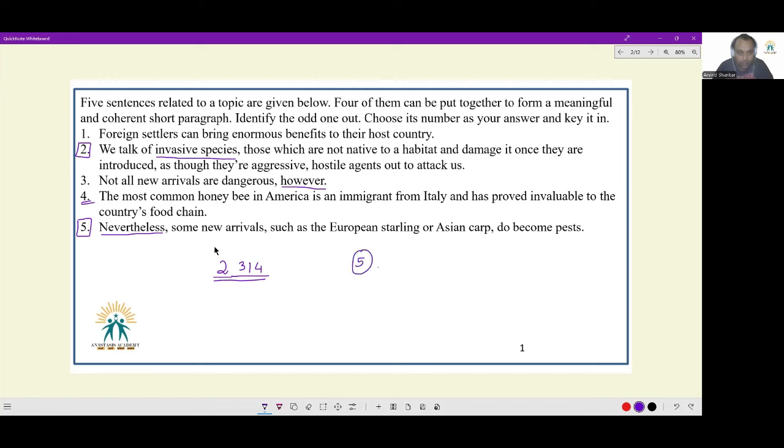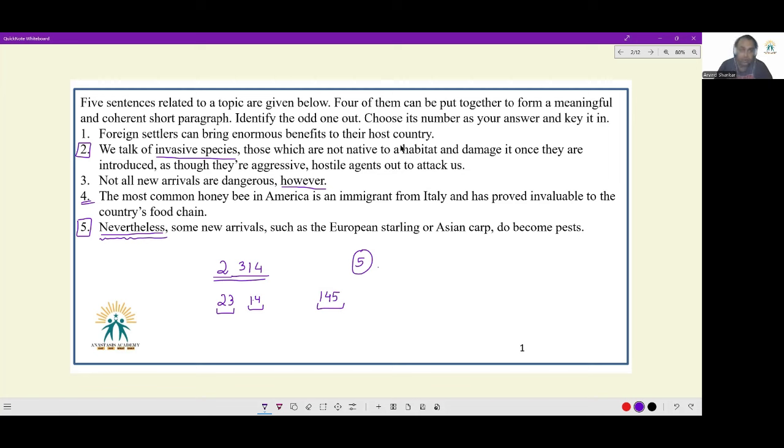But then, if I take out 2, then 3 will not have a space to come. The challenge with statement 5 is the presence of this nevertheless itself. Perhaps what we can have is, see, 3 without 2 does not make sense. So 2, 3 has to be a pair. 1, 4 has to be a pair. In fact, I would also venture out to say 1, 4, 5 could be a pair.